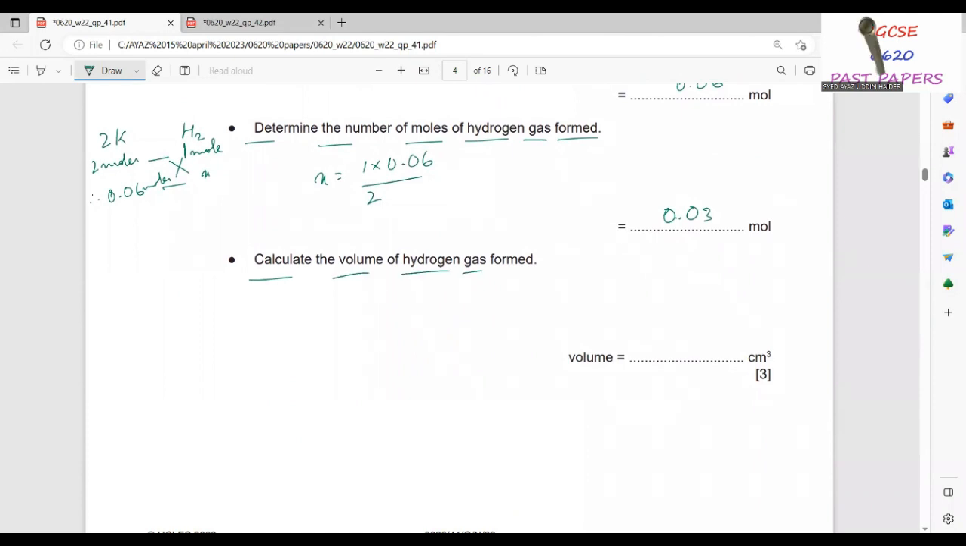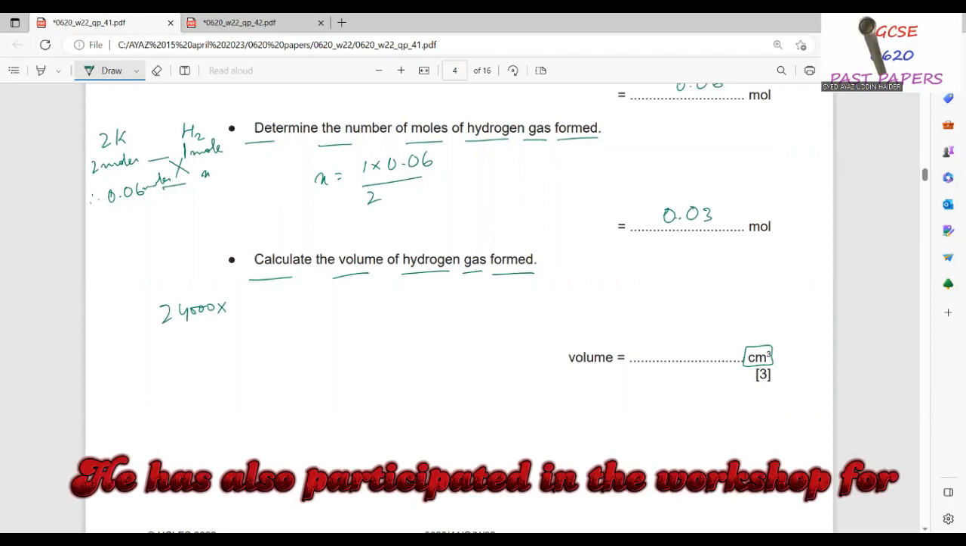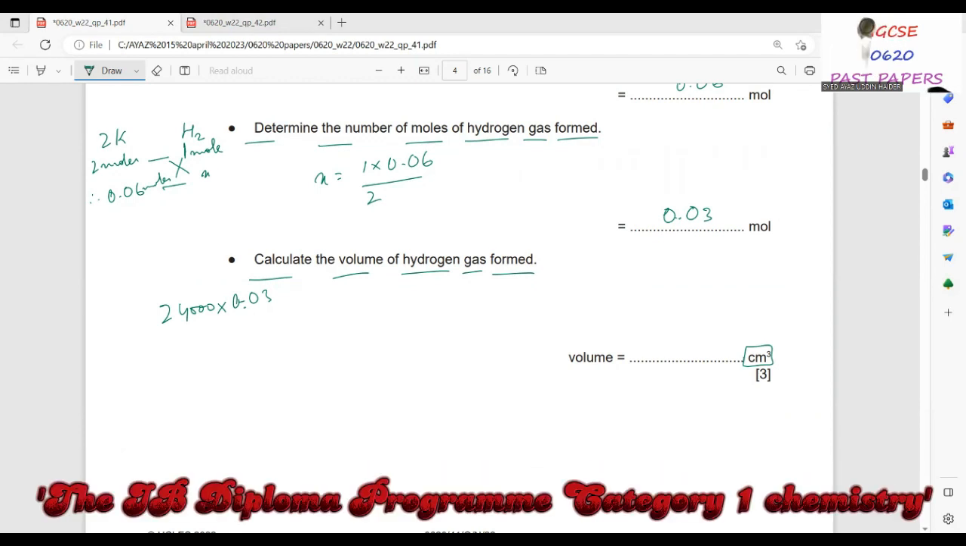Calculate the volume of hydrogen gas formed. You have the moles of hydrogen gas. Simply multiply these moles by the volume at RTP. You have to take the value in centimeter cube because the answer is in centimeter cube. So you'll multiply 24,000 by 0.03. 0.03 multiplied by 24,000 is 720 centimeter cube. This will be the final answer.